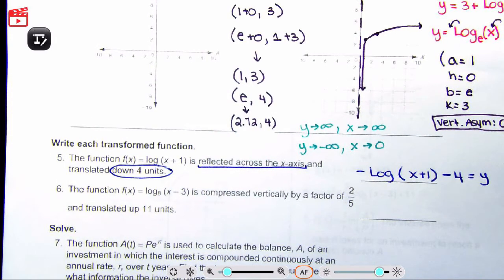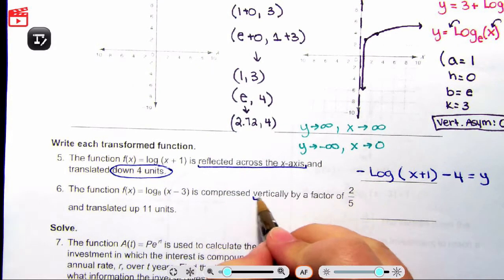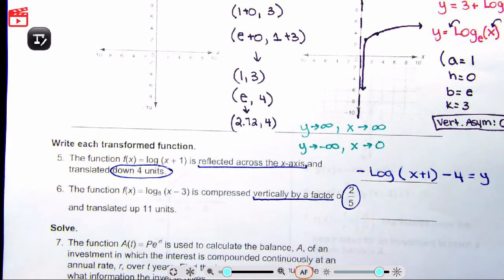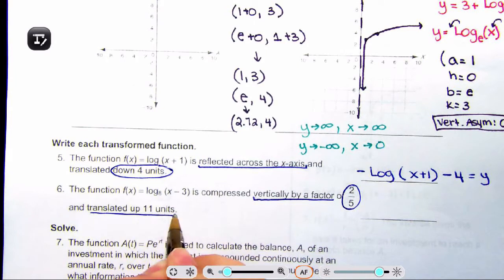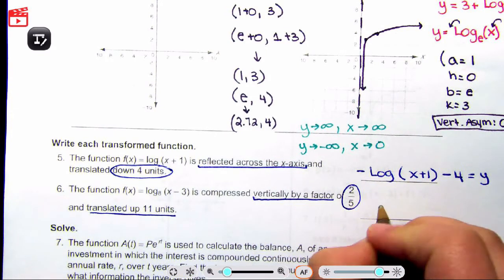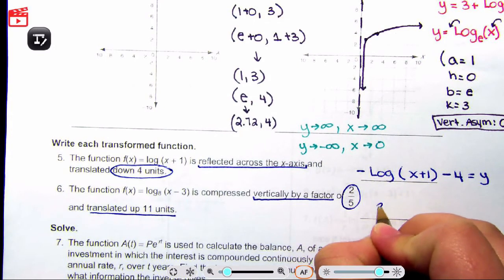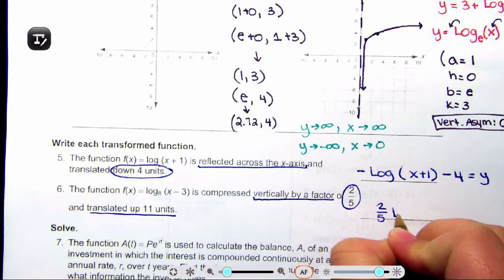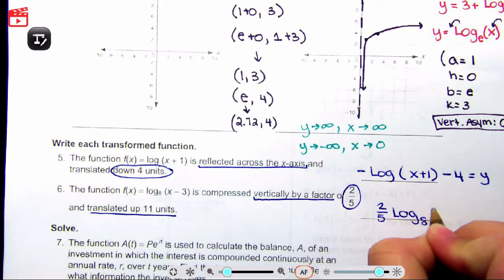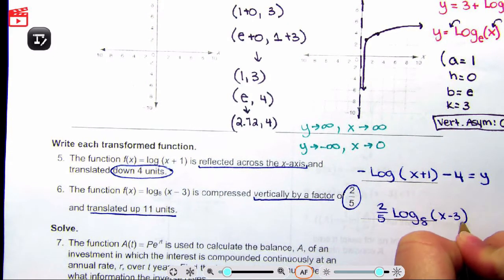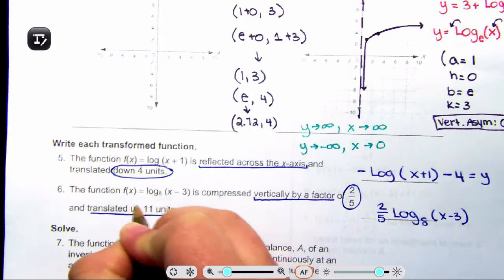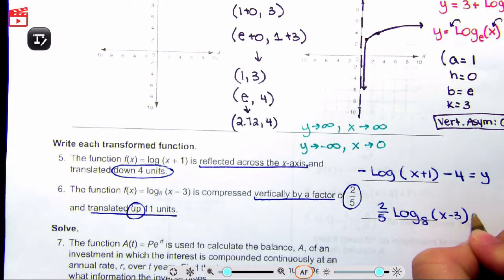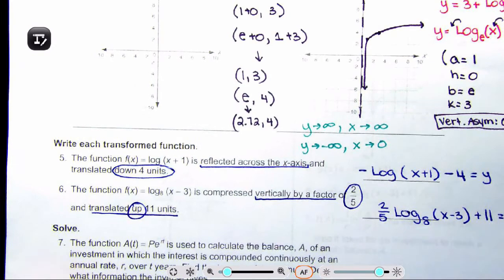Let's do one more time. The function is compressed vertically by a factor of 2/5 and translated up 11 units. Again, vertical means outside of the bubble. So our factor is 2/5. We have 2/5 times our log base 8 of x minus 3. And we have a translated up, again, vertical is up, 11 units. So we're going to add 11 and set it equal to y, or you can do that.